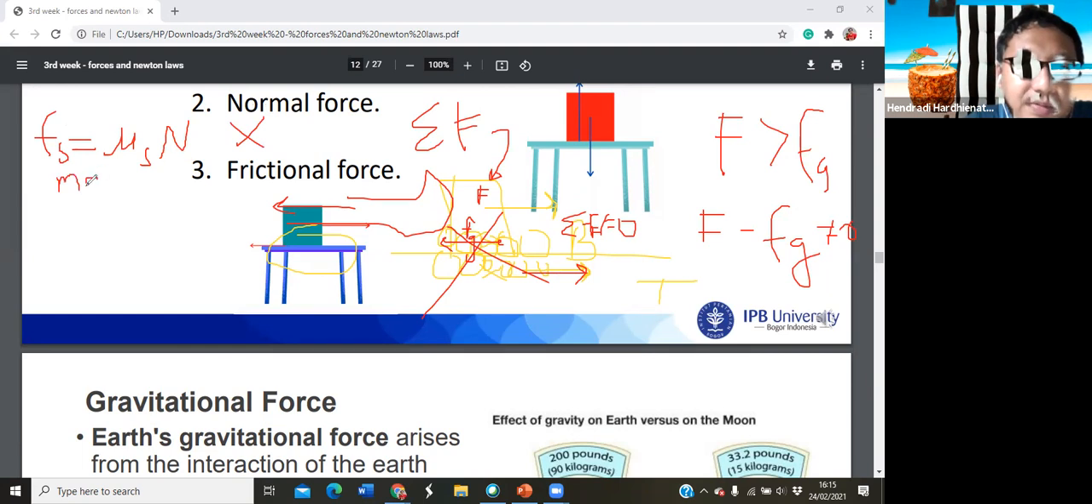Actually, this is the maximum static friction. Why? Because of the friction force, you will see. Let me ask you one more question. Now you have a book and you give a force.